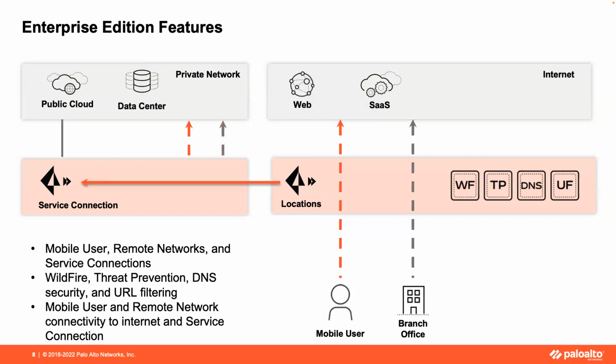The Enterprise Edition gives you all of the above. These service connections that get you back to data centers when you need to. The ability for mobile users and remote network users in a branch office to be able to get out to the internet with all of the threat protections and zero-day protections, URL filtering, and all those things that we can do with PAN-OS.